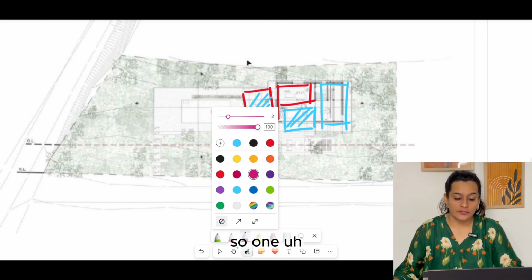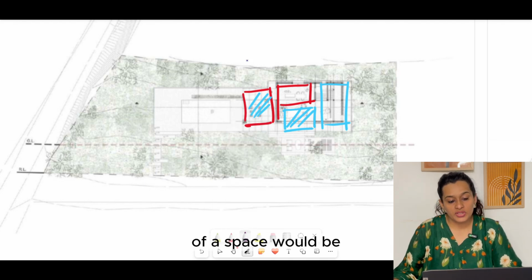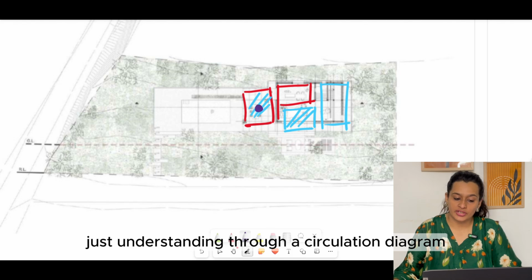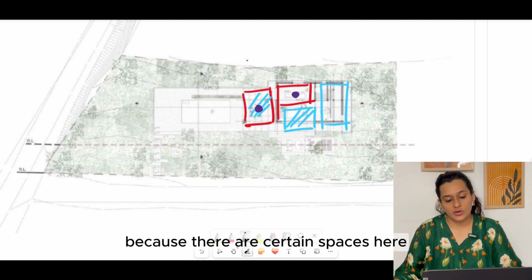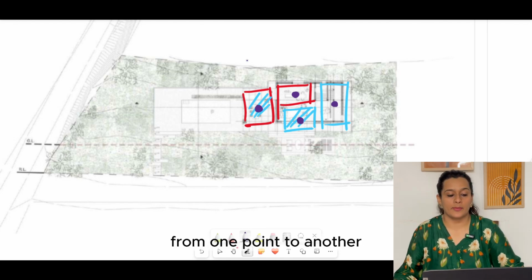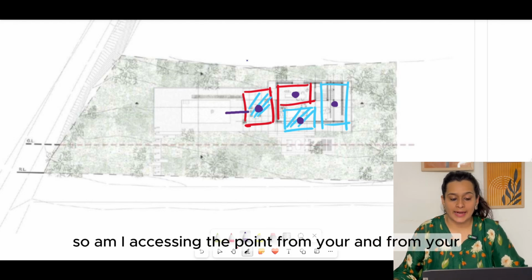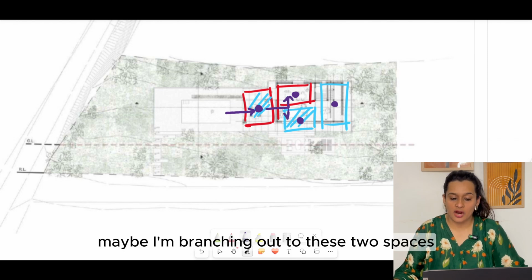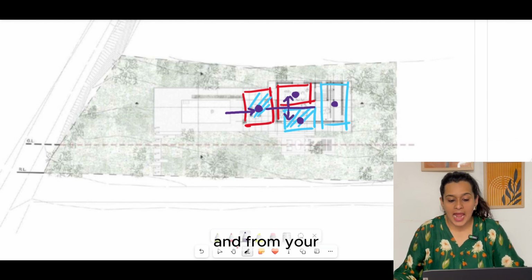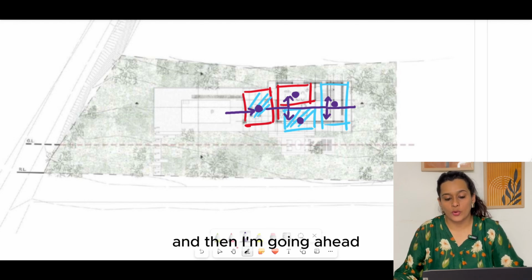The second most important aspect would be understanding the circulation of the space. So one very easy method again to understand the circulation of a space would be just understanding through a circulation diagram. So something like this, because there are certain spaces here, how do you access the certain space from one point to another? Say for example, I'm entering from this side, so am I accessing the point from here, and from here maybe I'm branching out to these two spaces, and from here maybe I'm branching out to the next and to the next, and then I'm going ahead.